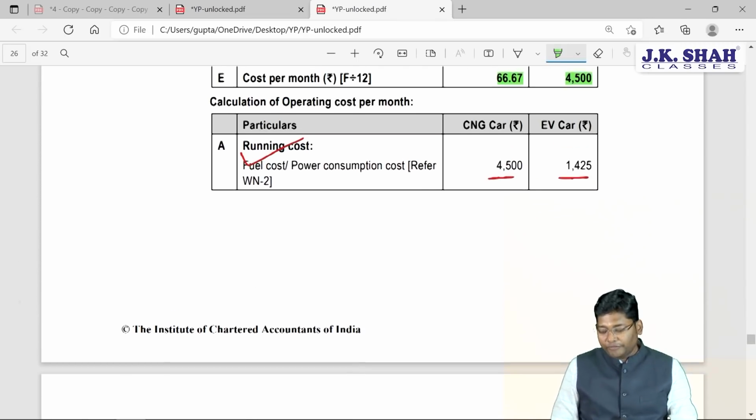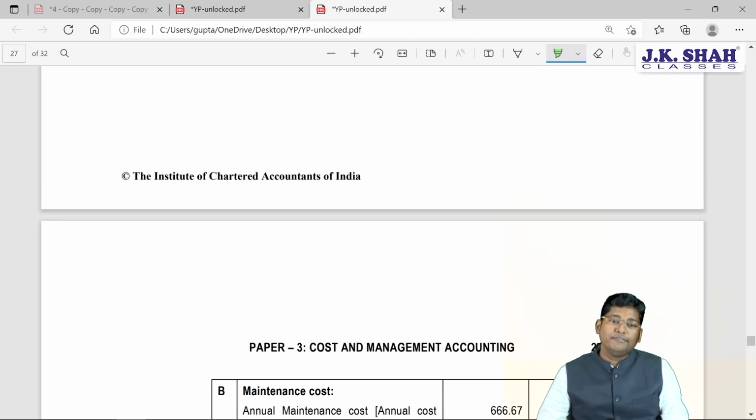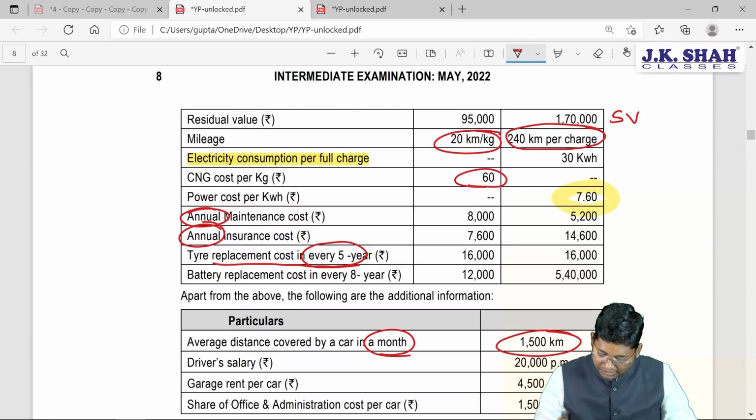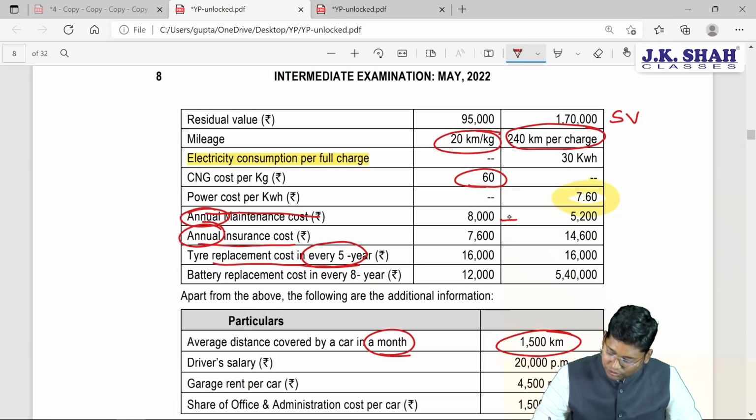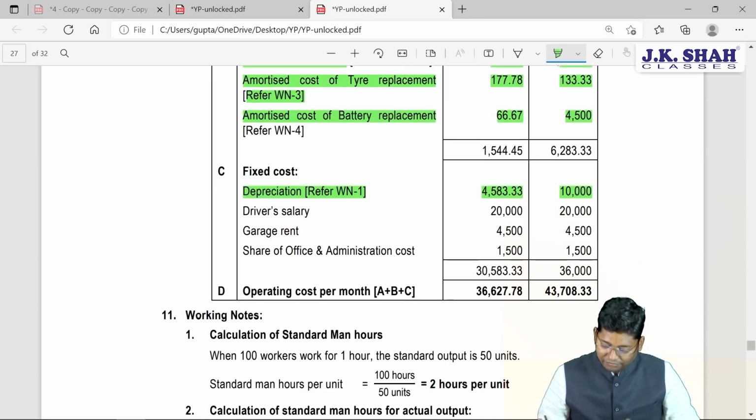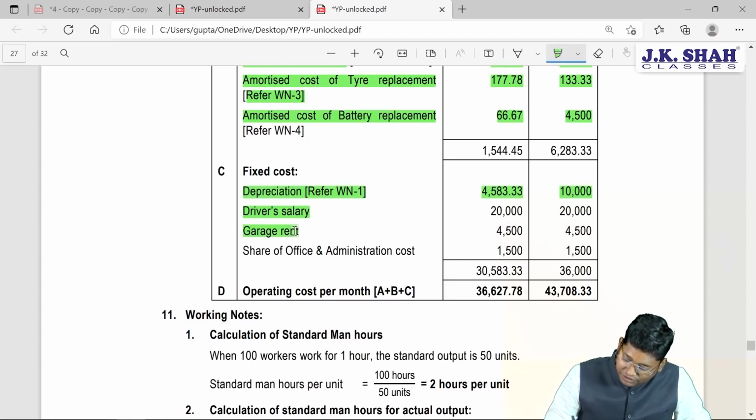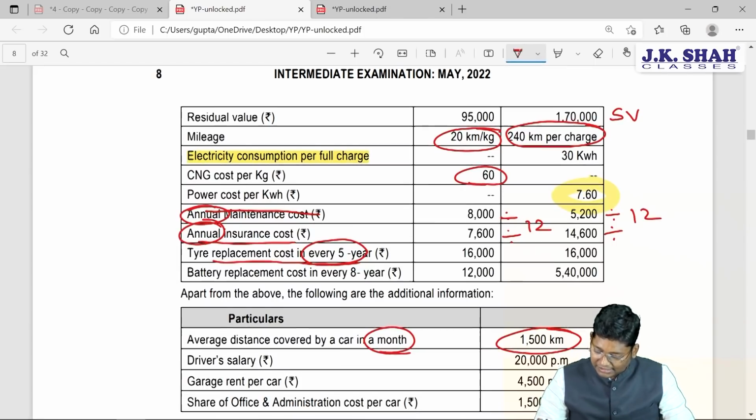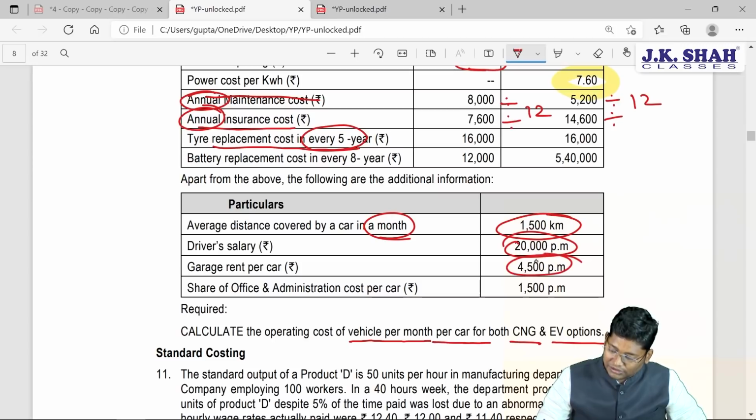See here. Now if you check the main solution, running cost includes only fuel cost. Maintenance cost includes, to begin with, annual maintenance and annual insurance cost, which is directly given in the question. You should divide these cost elements by 12, and ultimately you get the per month cost. They are recorded here. This gives you the total of maintenance cost. Under fixed cost, depreciation we have already shown, and driver wages, garage rent, and share of office and administration cost we record as they are, because they are given on a monthly basis only.